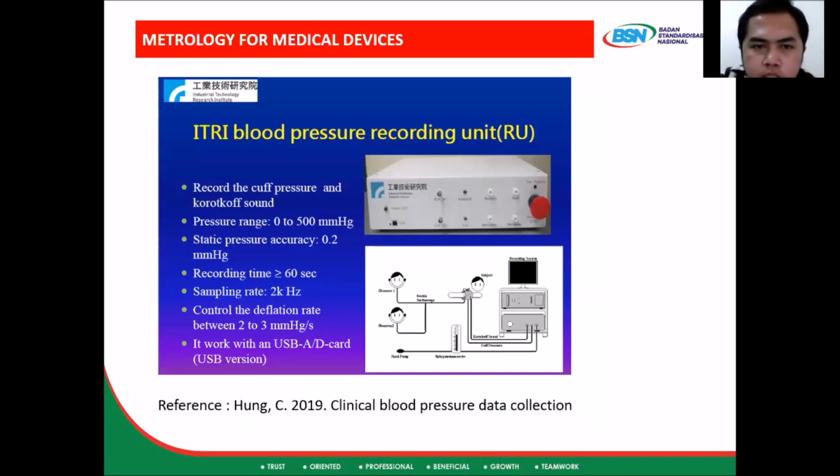This is the blood pressure recording unit from the CMS E3 Taiwan. This is for the NMI of Taiwan. This is their blood pressure recording unit, with the following features, complying with the ISO standard.